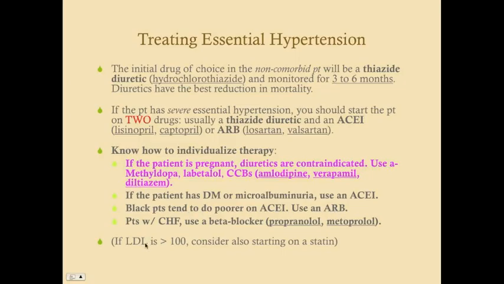If the patient has congestive heart failure, particularly if they have left ventricular hypertrophy, then you're going to want to consider adding a beta blocker in addition to whatever else you may be giving them. So propranolol or metoprolol. So this is all in addition, except for the pregnant patient, to your first treatment of choice, which is a thiazide diuretic. This is just cases where you would individualize therapy based on comorbid conditions that the patient may have.